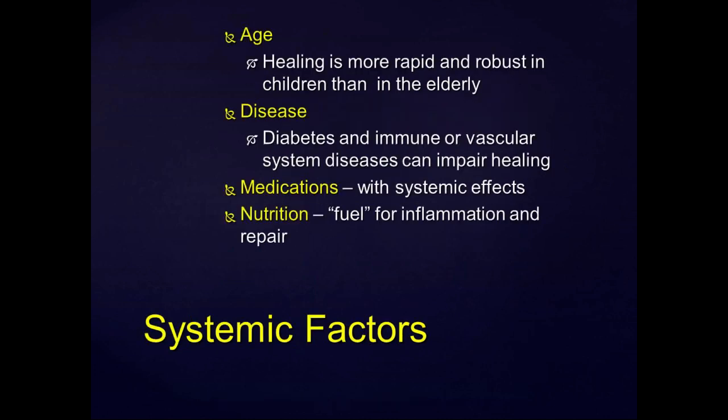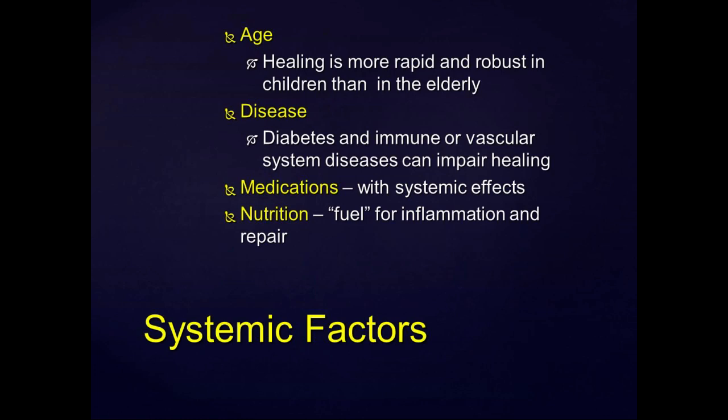So with systemic factors, of course, age is going to affect things. Healing is more rapid and robust in children than in the elderly. We all, unfortunately or fortunately, depending, are aging all the time. And so children are going to heal faster than the elderly. A lot of times we don't see children in physical therapy a lot because even if they get an injury, like they break their arm or have surgery or something, they often don't need therapy to recover because their healing processes are right on it, and they are just in there healing.